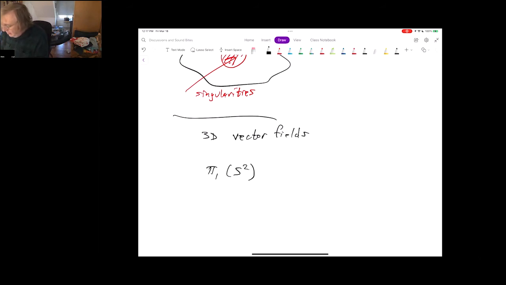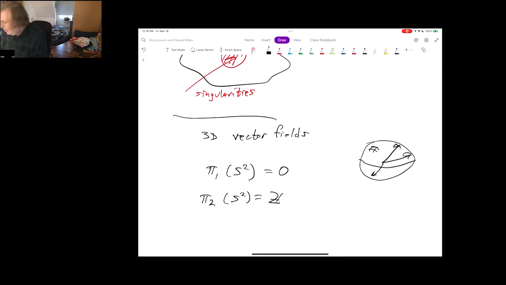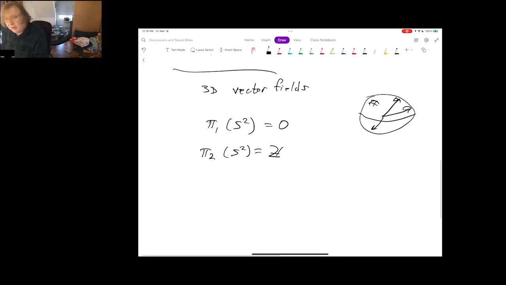However, it's possible that you have a situation where you take some loop, you do a measuring loop here, and when you do the measuring loop in the sample, it actually winds around. Maybe it winds around twice the circle. So when you look at the image of this loop over here in the ground state manifold, you discover that it maps to a non-trivial winding on the circle. And then you say, oh, is that bad?